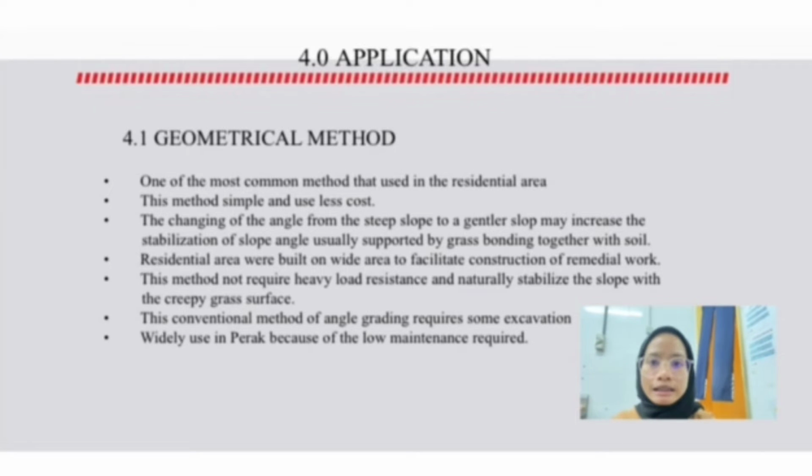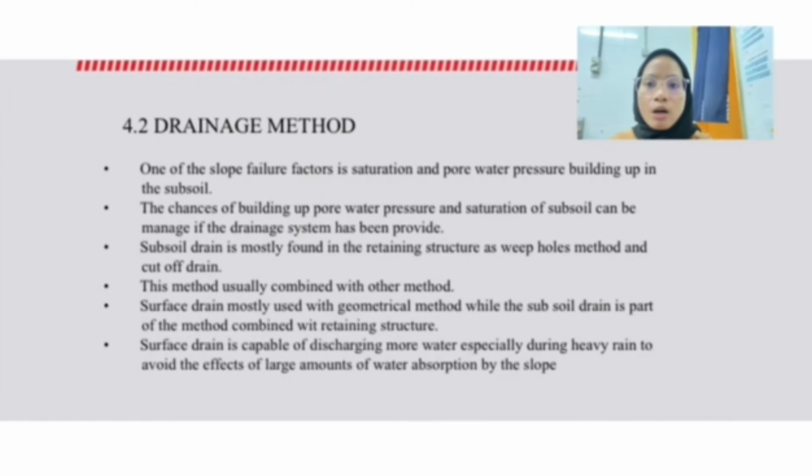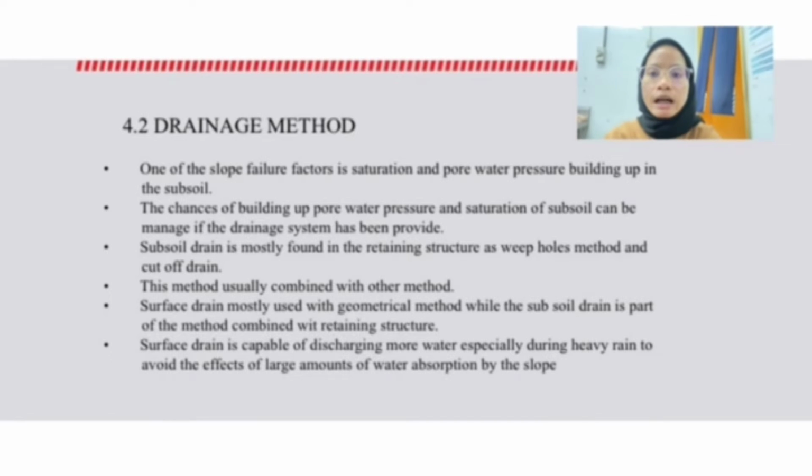And then the next is drainage method. One of the slope failure factors is saturation and poor water pressure building up in the subsoil. The chances of poor water pressure building up and saturation of subsoil can be managed if a drainage system has been provided. Subsoil drain is mostly found in the retaining structure, such as the weep hole method and cut-off drain. This method is usually combined with other methods. Surface drain is mostly used in the geometrical method, while the subsoil drain is part of the method combined with retaining structure.